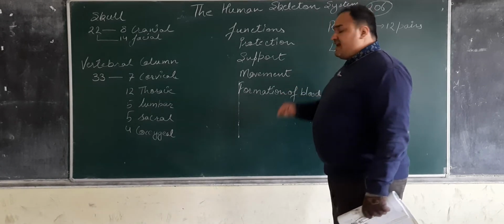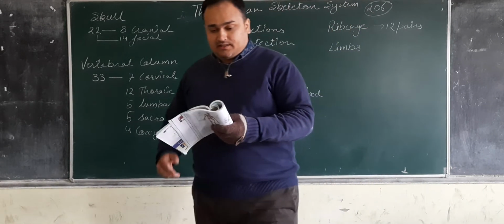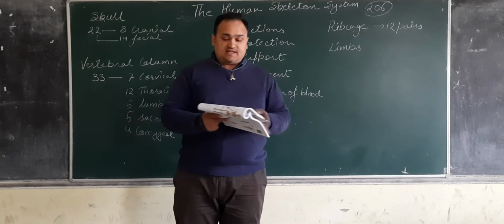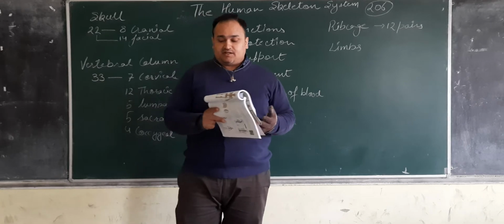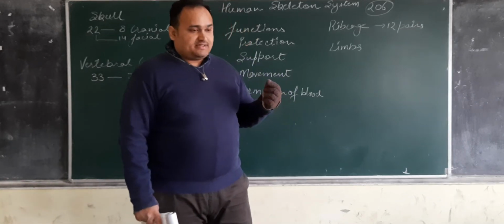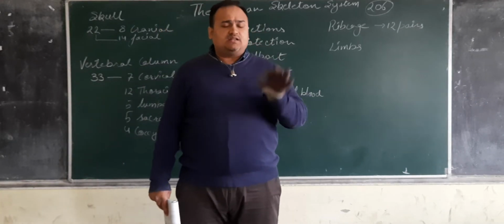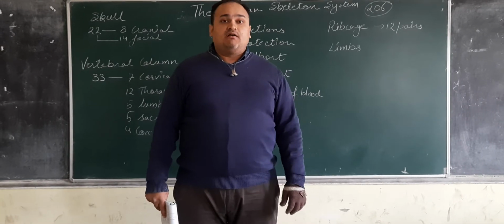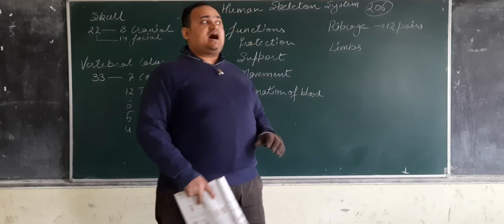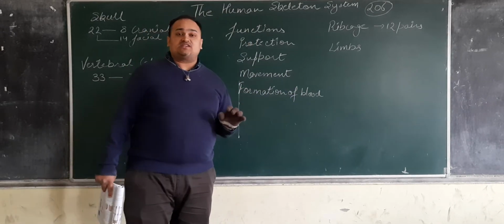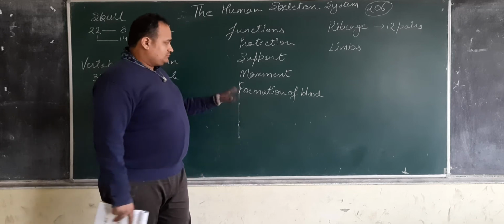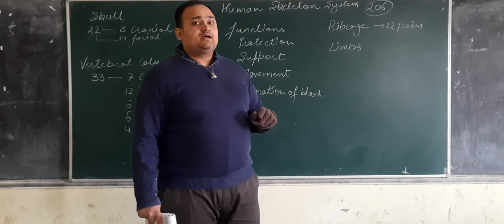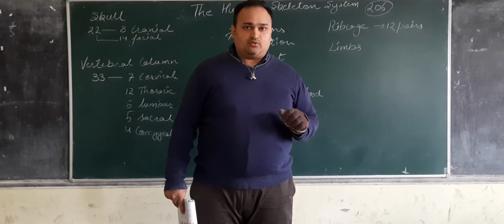Okay. Now, last is formation of blood. When we talk about formation of blood, yes, inside our bones blood is formed. There is a sponge-like structure in the middle of the bone, where blood cells, I can say RBC, are generated. So formation of blood happens inside the bone. We know it by the name of bone marrow.